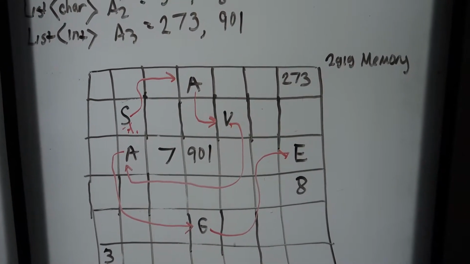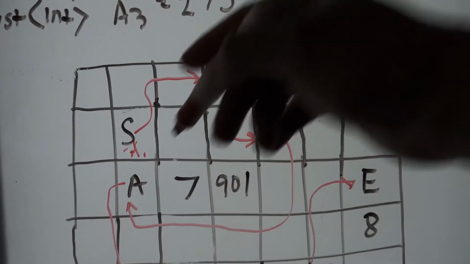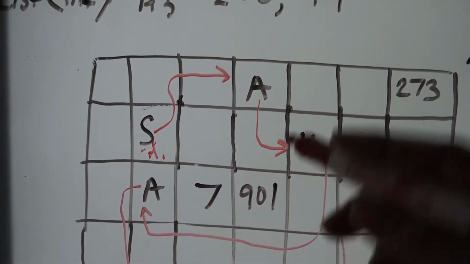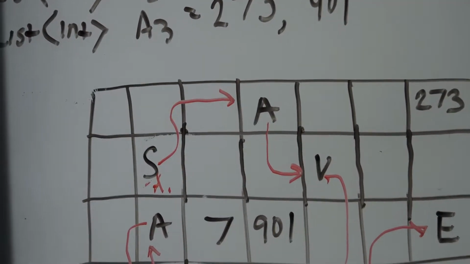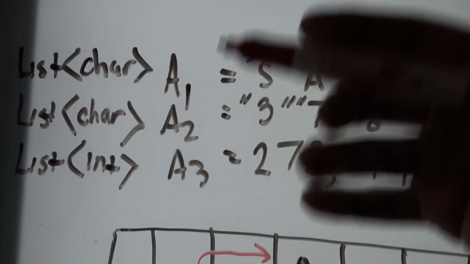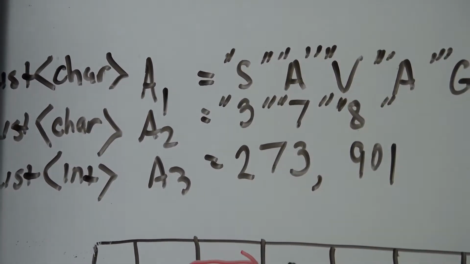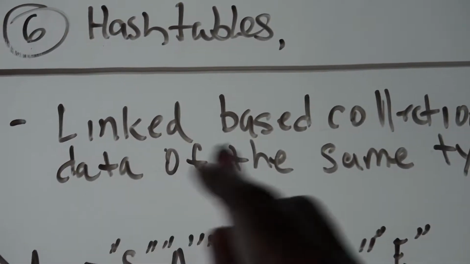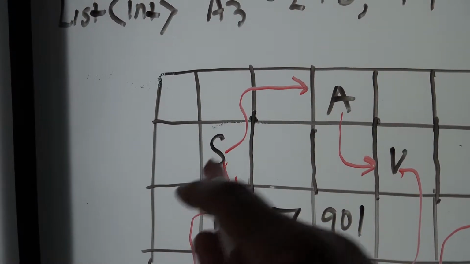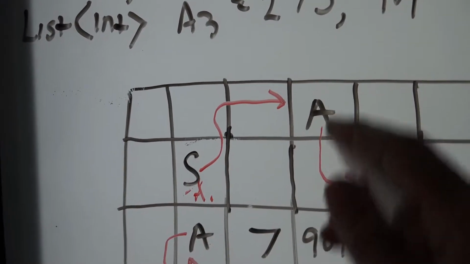Very, very confusing at first, but it's just a link-based system. The data structure in A1 is a mechanism to control how this stuff is linked together. So just look at a linked list, which is why it's called a link-based collection of data. It's just the way that we get from the S to the A through links.